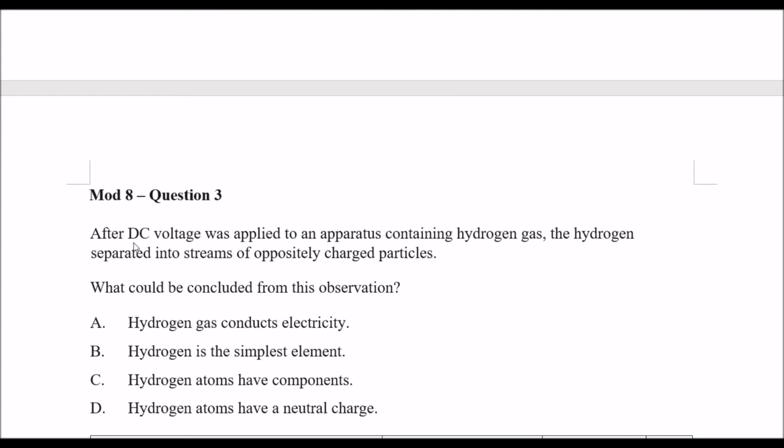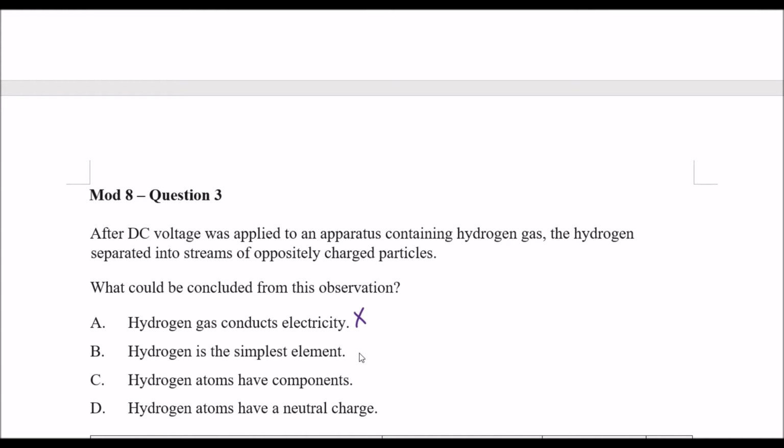Okay, question 3, it says, after a DC voltage was applied to an apparatus containing hydrogen gas, the hydrogen separated into streams of oppositely charged particles. What could be concluded from this observation? A. Hydrogen gas conducts electricity. Well, that's not true. We know that hydrogen gas is a non-metal, so they're not really good at conducting electricity.